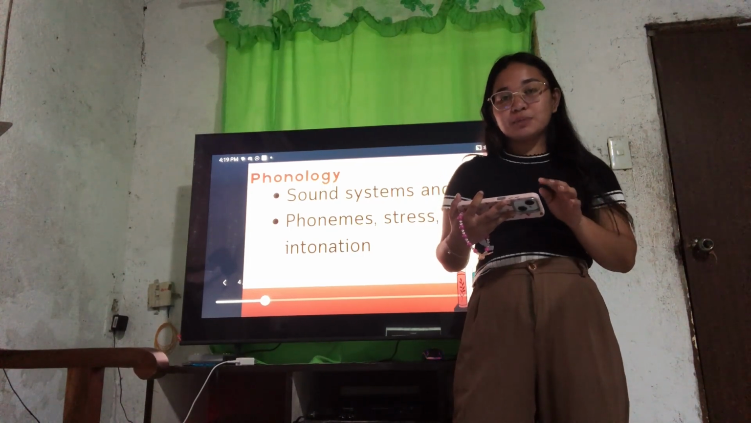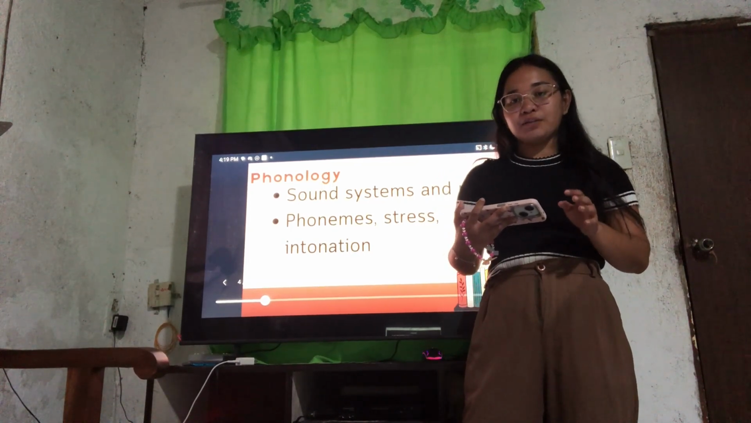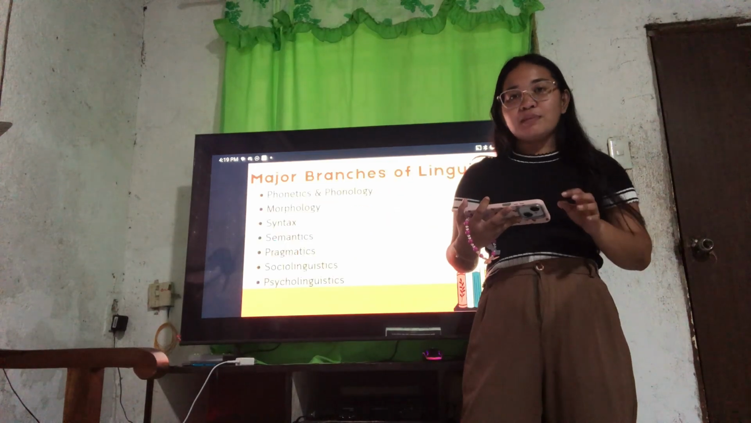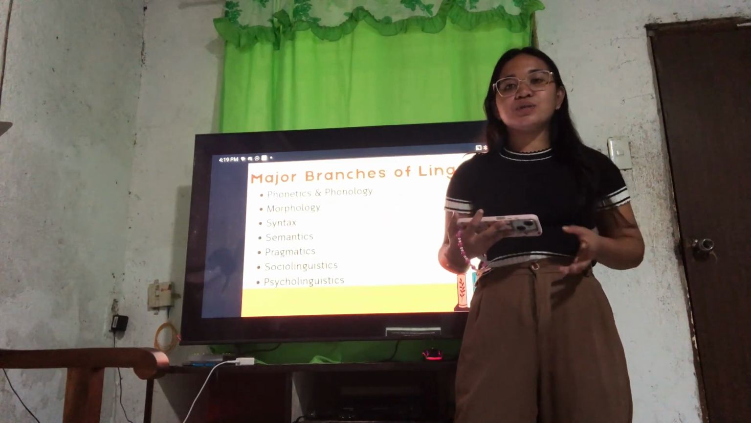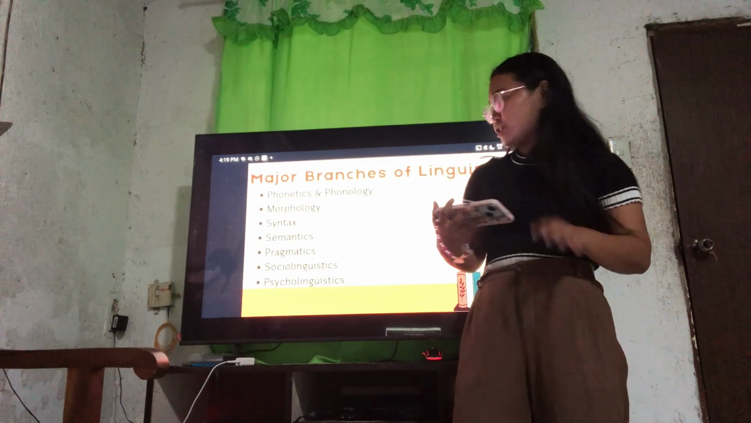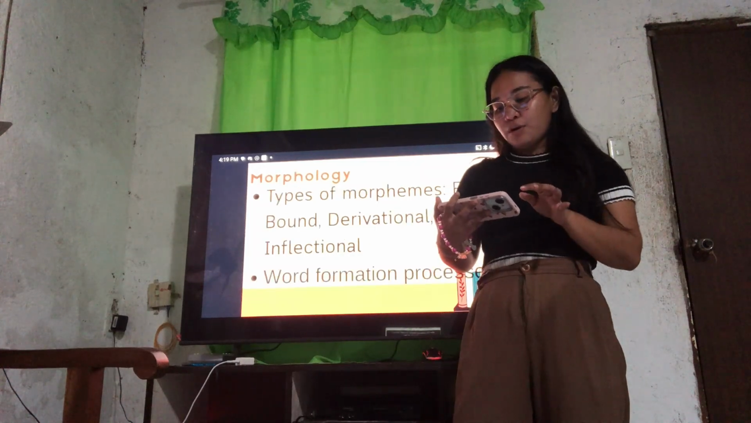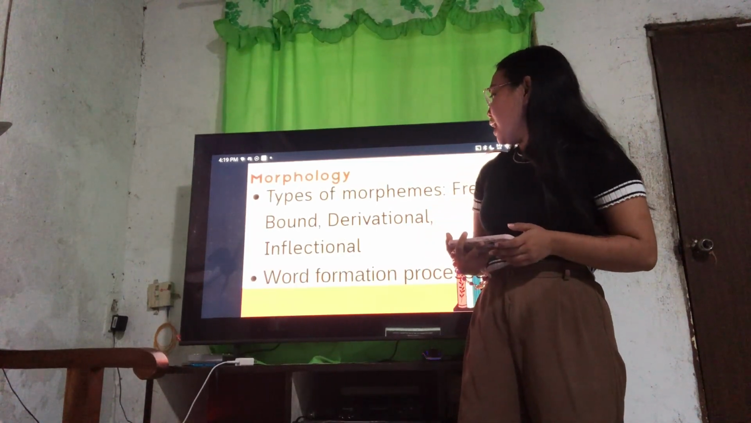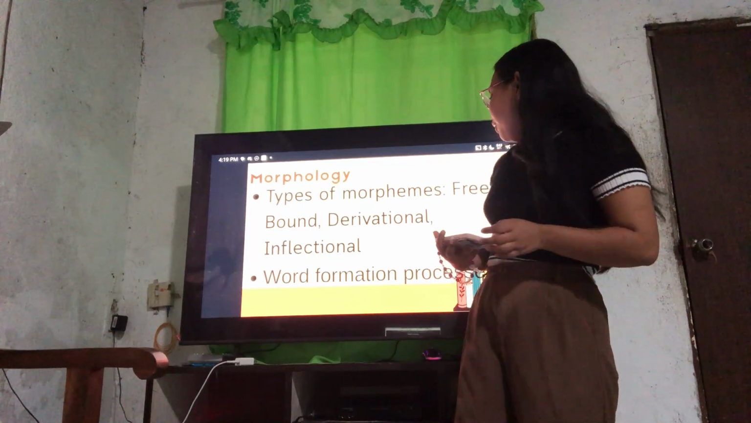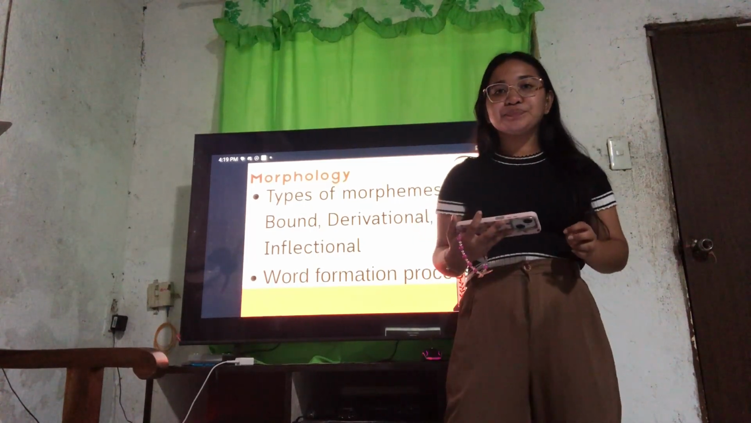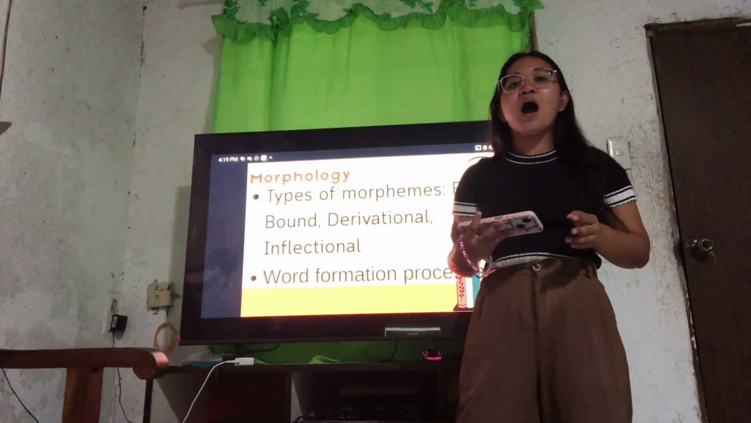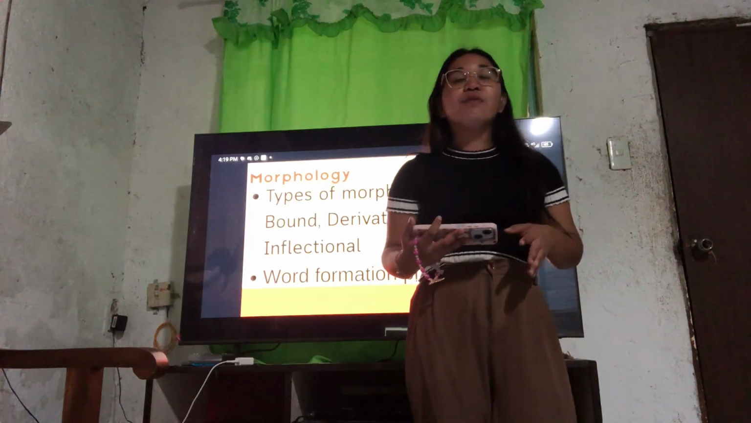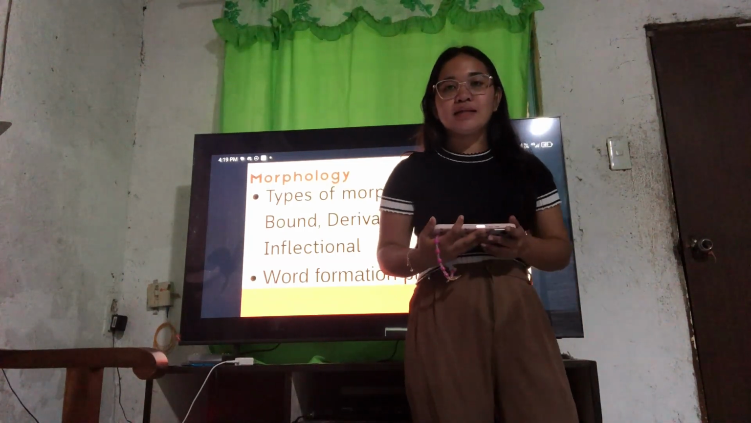Phonology is explained with minimal pairs like "bat" and "pat", and introduces annotation patterns in English. Morphology covers types of morphemes: free, bound, derivational, inflectional, and word formation processes. Morphology shows how new words form in English, like "happiness" and "redo".